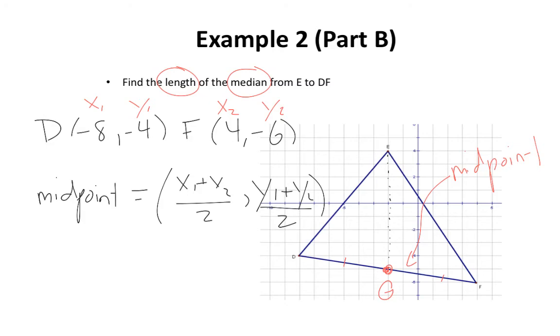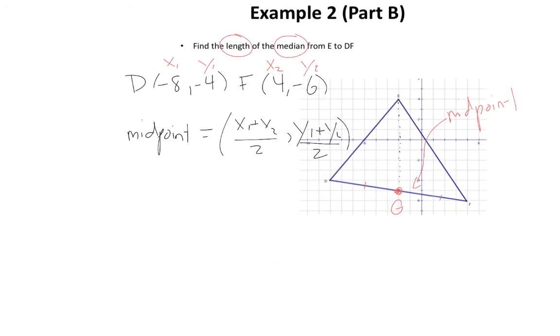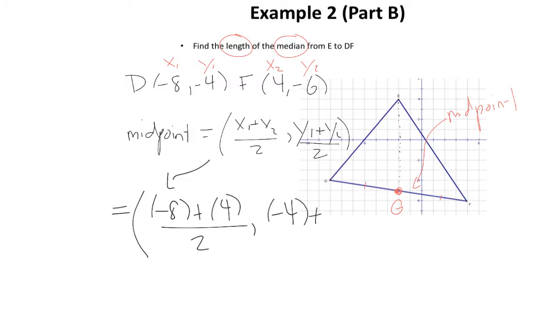I'm going to show you the very first step in this. We're going to substitute in our known values. So I'm just going to draw a little arrow to show you that I'm moving it over here. So I'm going to have -8 plus 4 divided by 2. And I'm going to have -4 plus -6 over 2 over here.